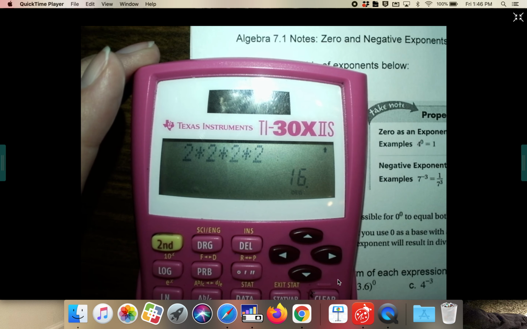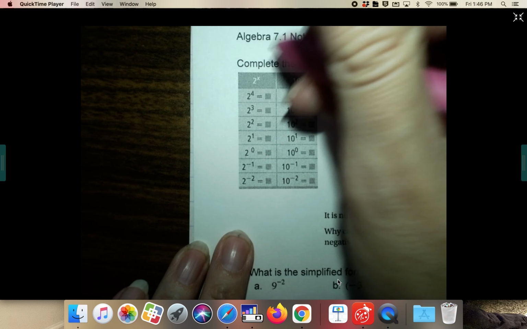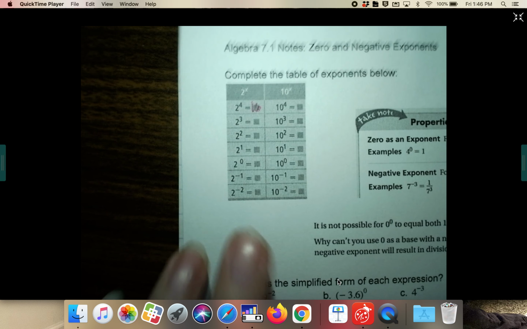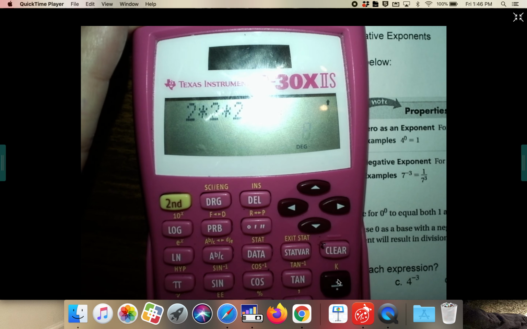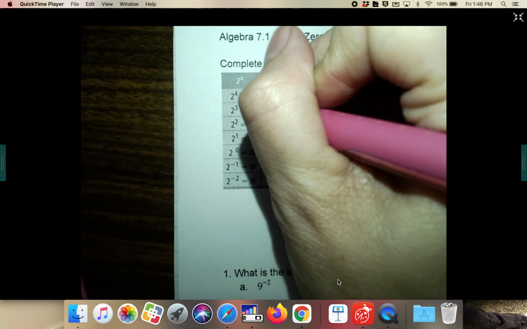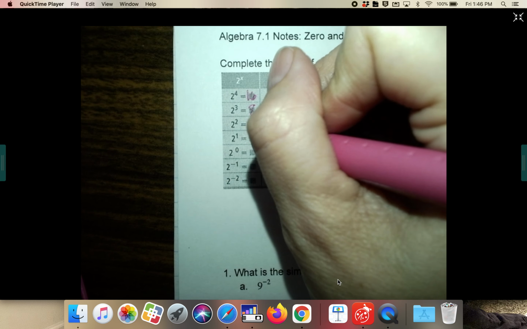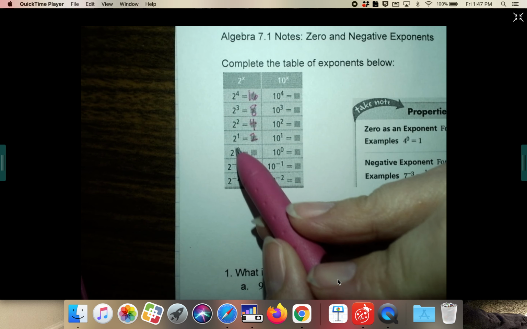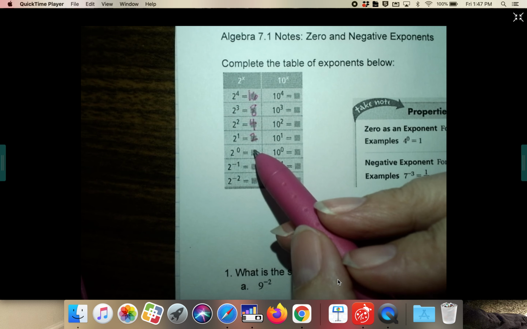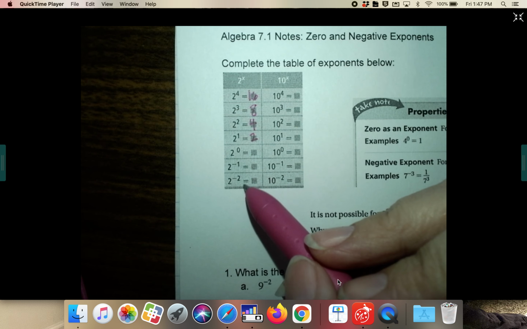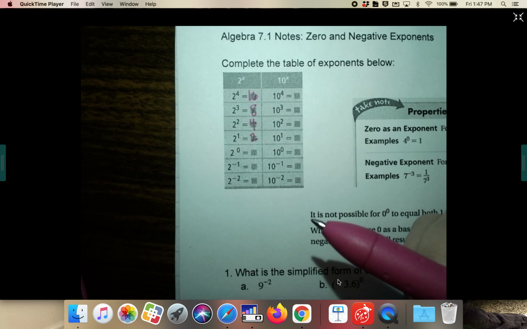I know you could probably have done that in your head too, but I want you to see both ways to do it on the calculator. So 2 to the 4th power should have been 16. 2 to the 3rd power is just 2 times 2 times 2, which is 8. 2 squared is 4, 2 times 2. 2 to the 1st is just 2. And then let's come back to this 0 power. That's going to be interesting. And then what about negative? I don't know. Let's talk about those in just a minute.